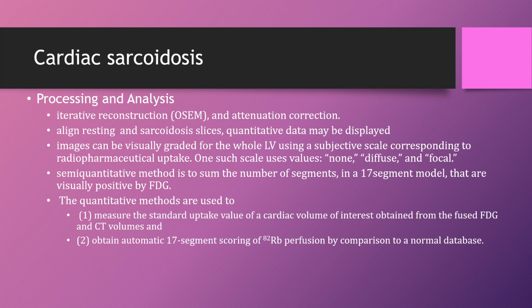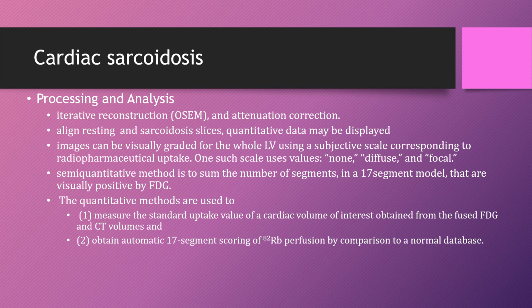Typically, the protocol will be the MPI protocol, where the resting is displayed as a normal MPI resting, and then the sarcoidosis images will appear in place of the stress, very similar to the way it is on a viability study. It'll be processed with iterative reconstruction using OSEM and attenuation correction, preferably with a CT scan. Align the resting and sarcoidosis slices, just similar to the way they are in a stress test, and quantitative data may be displayed.